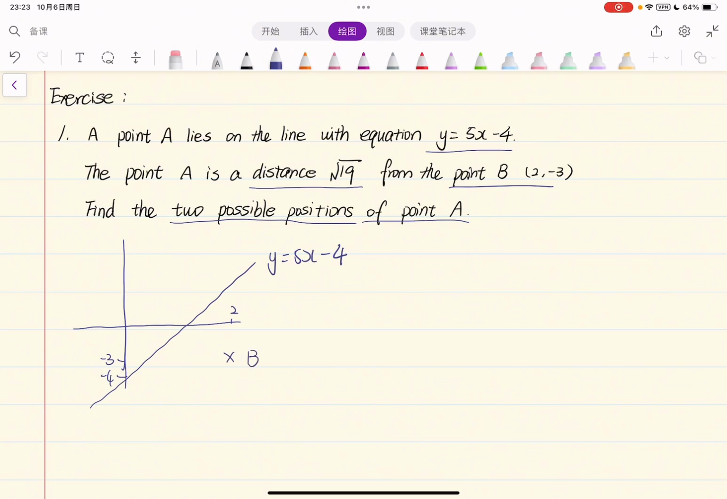And there is point A, which lies on the line with equation y equals to 5x minus 4, and with the distance square root of 19 from point B. So probably we have A over here. Here is the distance square root of 19, and probably we have a point A over here. We said this is A2. So this is also the distance square root of 19.